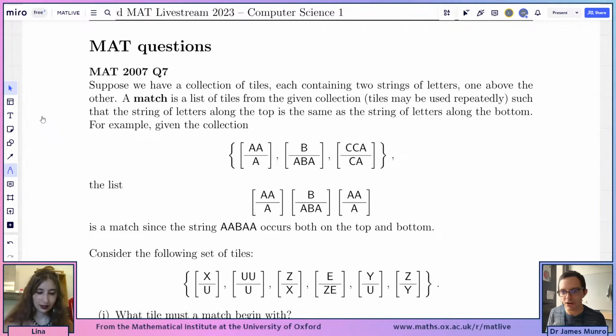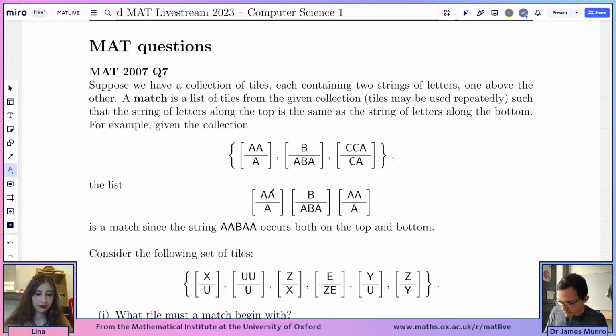So maybe I'll read out the start of the question, and then I'll throw over to you to talk about the parts of the question that are just off the bottom of the screen for me at the moment. The question's about tiles. It's about a collection of tiles, which I guess look like these rectangular things, and we're going to make a match where the string along the top has to be the same as the string along the bottom. You can repeat tiles in your list.